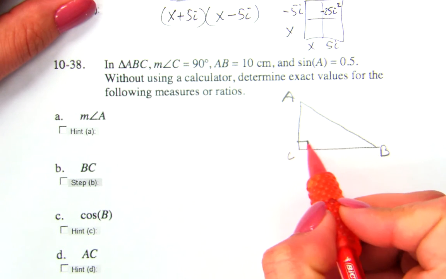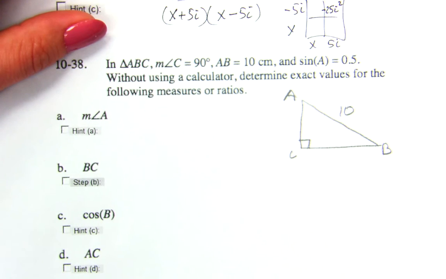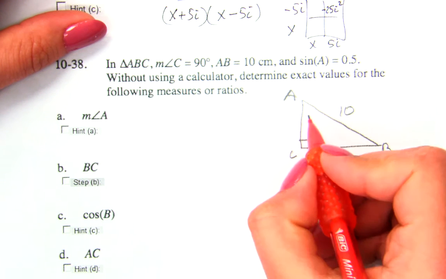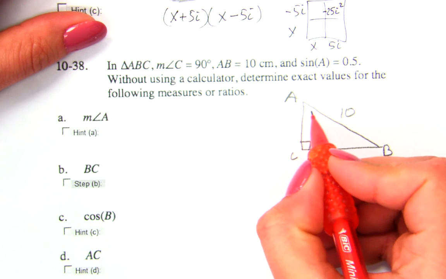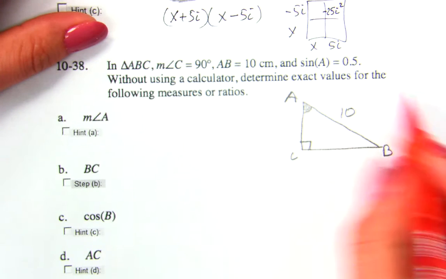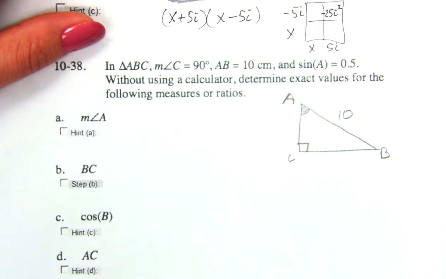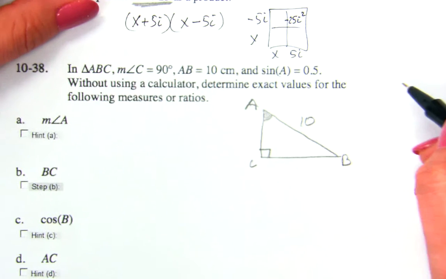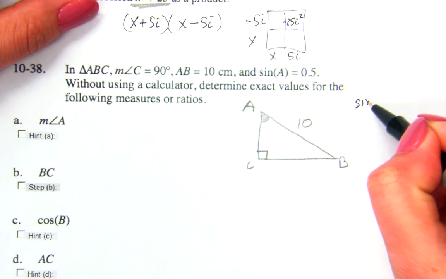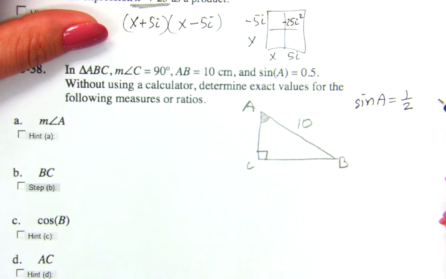All right, so C is 90 degrees. AB is 10. Sine of A, or this angle up here, right? This is the angle right there. Sine of A is 0.5. So, okay, let's see how I'm going to do this. So that means sine of A is the same as 1 over 2.